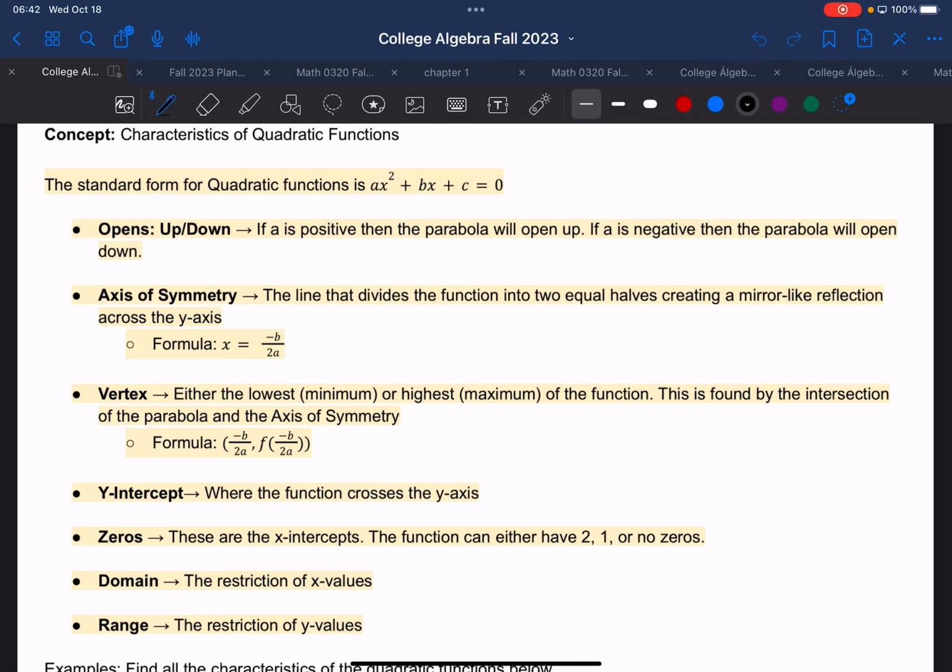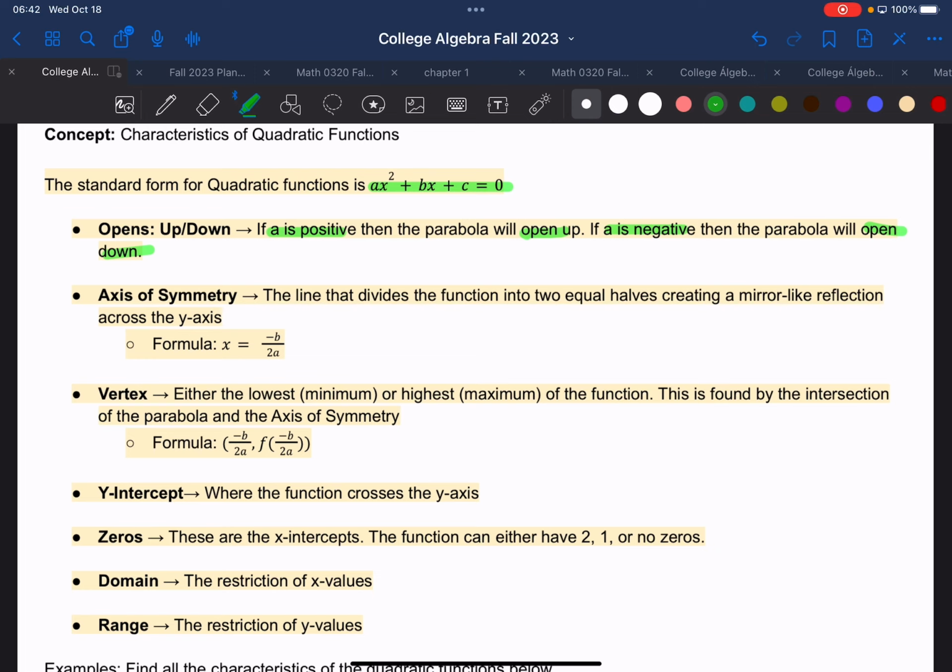We already know that the standard form for quadratic functions is ax squared plus bx plus c equals 0. If our quadratic function opens up, that means our a value is positive. Okay, so if it opens up, a is positive. If it opens down, a is negative. And remember, a is that very first term in front of that x squared.